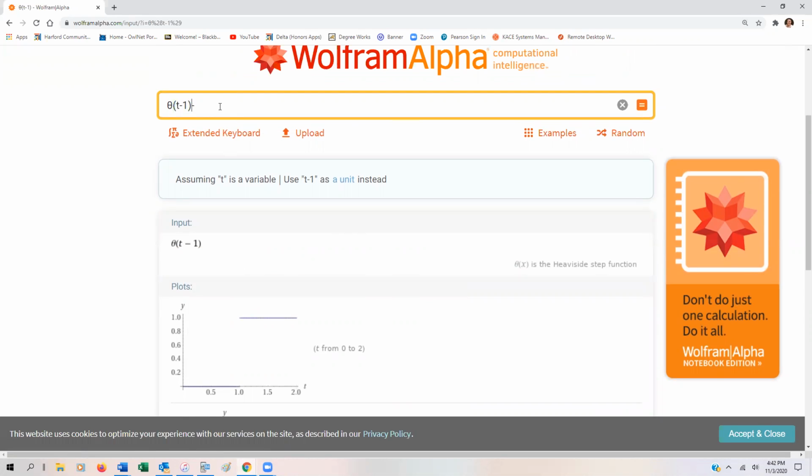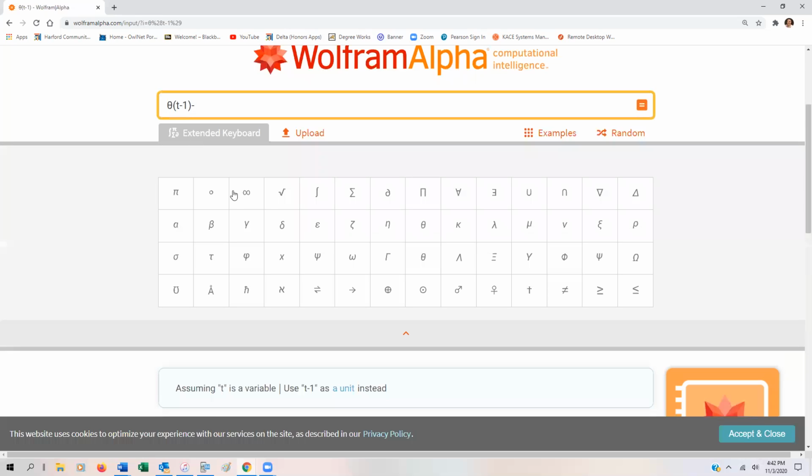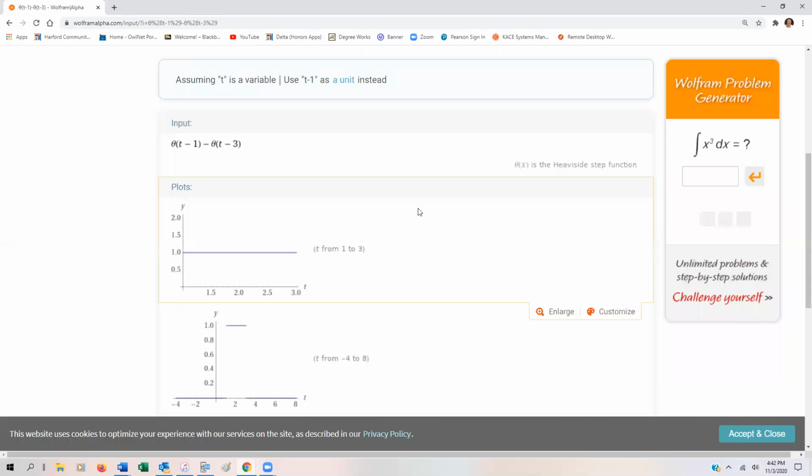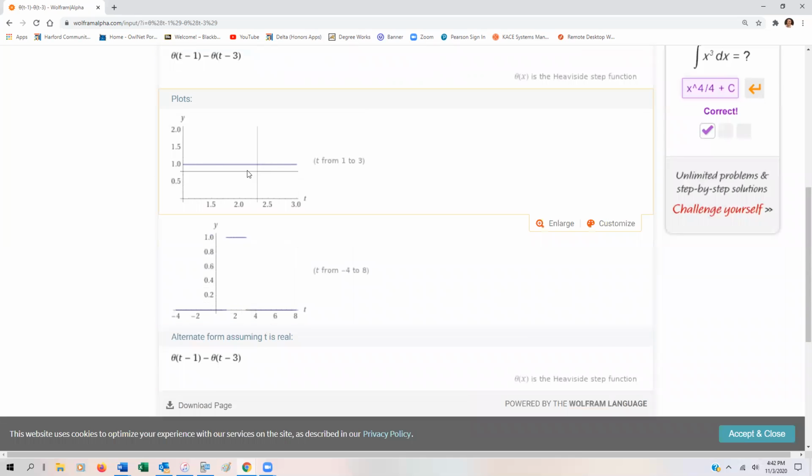So what I'm going to do is say theta of t minus 1, and then we had theta of t minus 3, and I'm going to graph that. You might remember that was the segment from 1 to 3. This graph just shows you that segment. That doesn't really help much. This is the graph that we're more interested in.